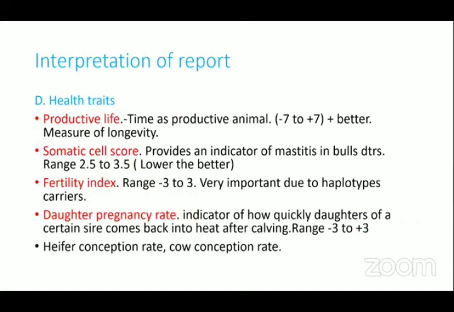Fertility of an animal. For an animal to come on heat, it must be of the right age, and I mean the right weight. In cattle, sexual maturity is not based on age. It is based on weight. So if the animal has not achieved the right weight, it will not come on heat.